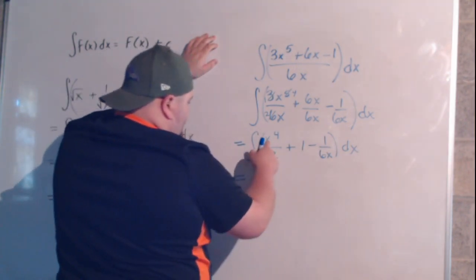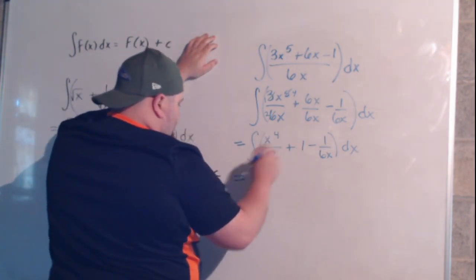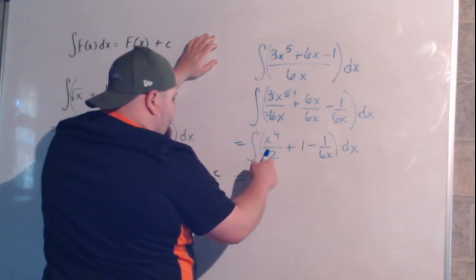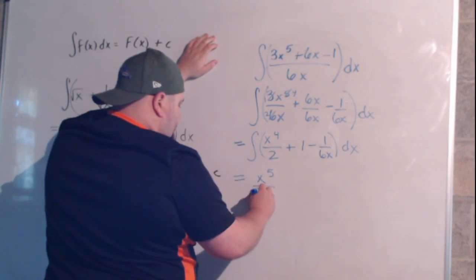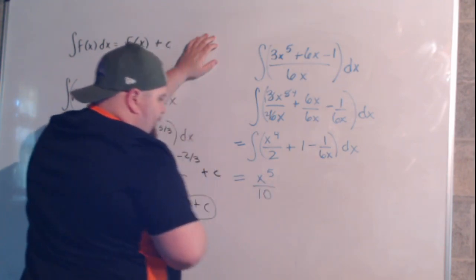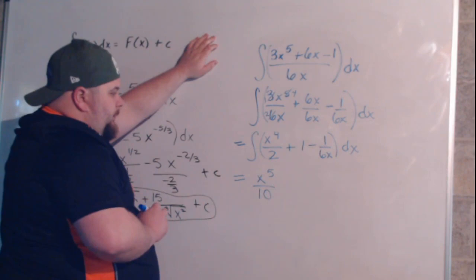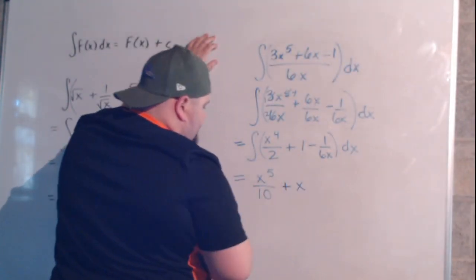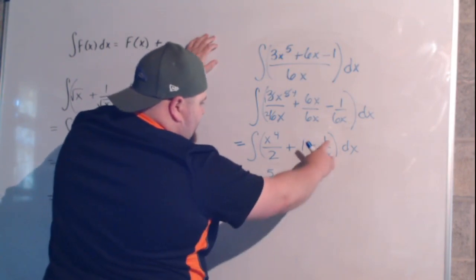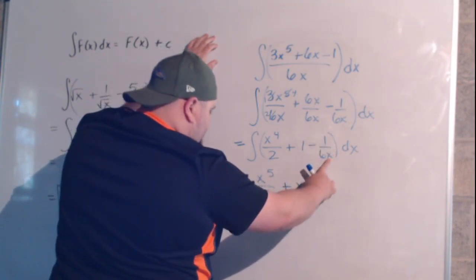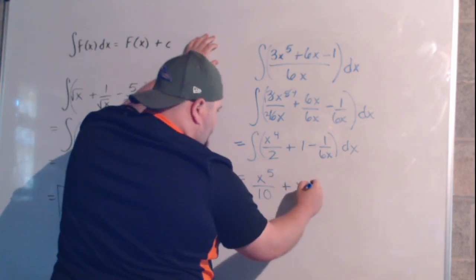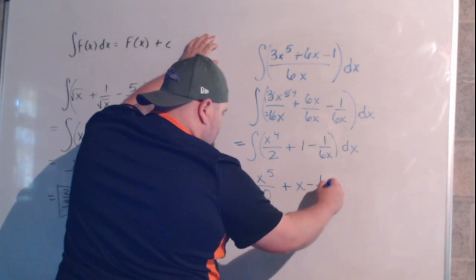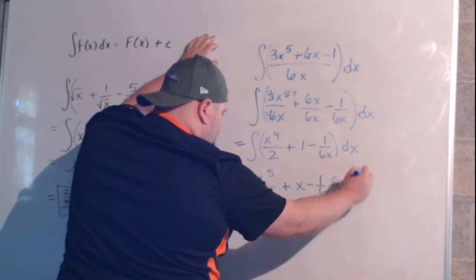Integrating, right, integral of x to the fourth, that becomes x to the fifth. We divide by 5, but there's already a 2 down there, so we just multiply the two numbers. Integral of 1 is just x, and this is the integral of 1 over x. That is the natural log. So the 1/6 comes out in front. Natural log x.